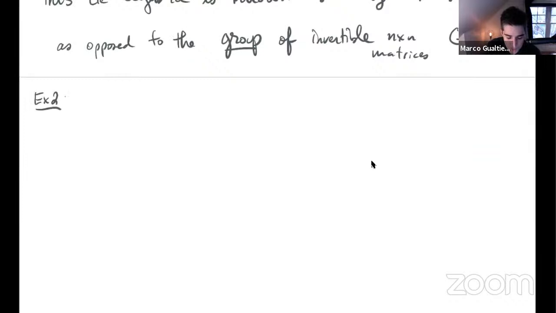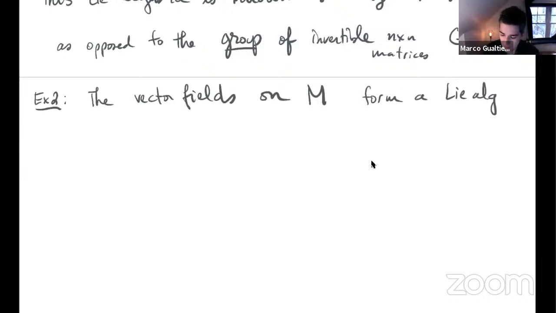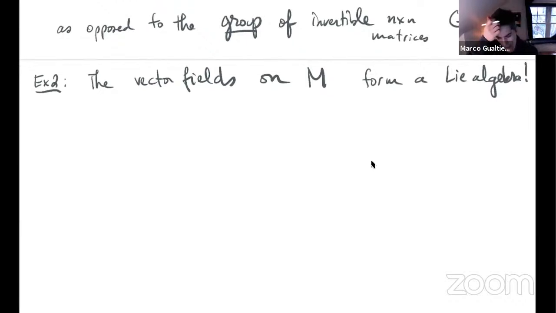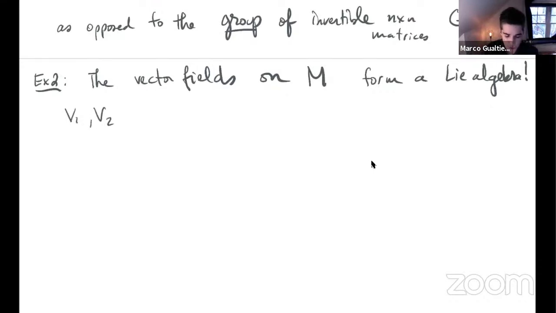Example number 2 is that the vector fields on M themselves form a Lie algebra. And this is not an obvious fact, but it's a very important one. So what do I mean by that? Well, how do we define the Lie bracket of two vector fields? So if V1 and V2 are, by the way, the notation for vector fields is like a curly X, these are vector fields on M.